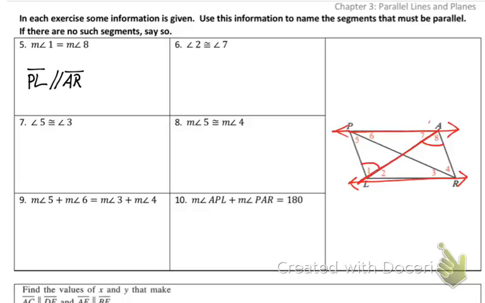Oh, so in order for PA to be parallel to LR, it would have to be angle 2 is equal to angle 7. Okay. You got it. All right, let's do the rest of them. You're in charge of doing the rest of them.